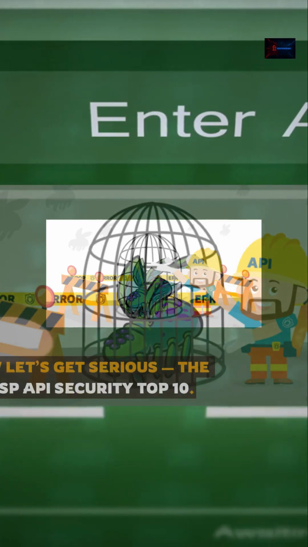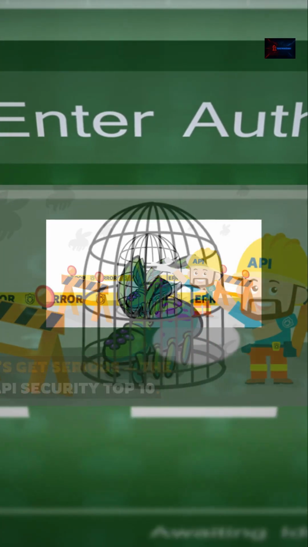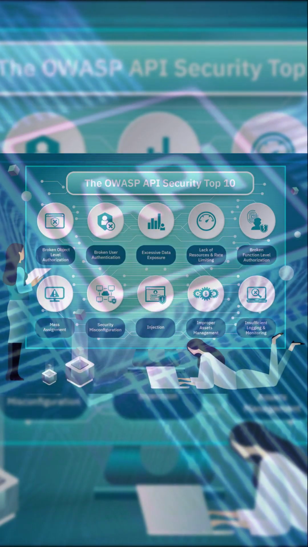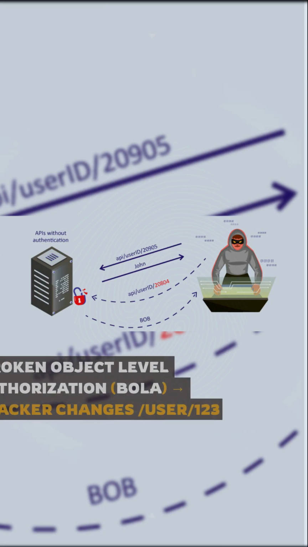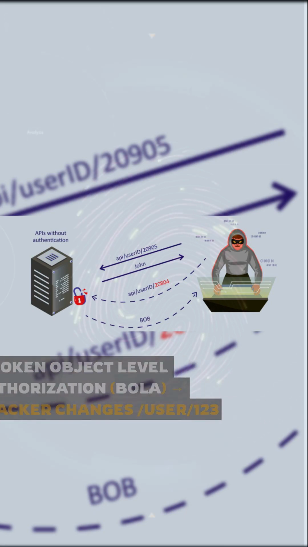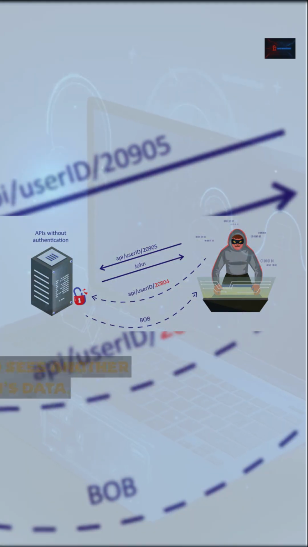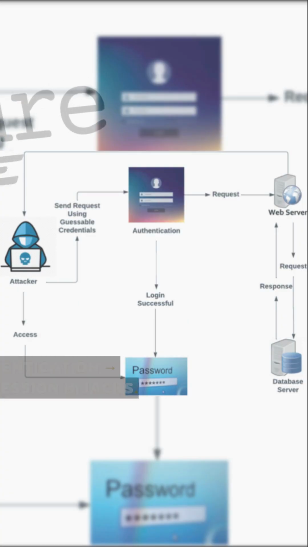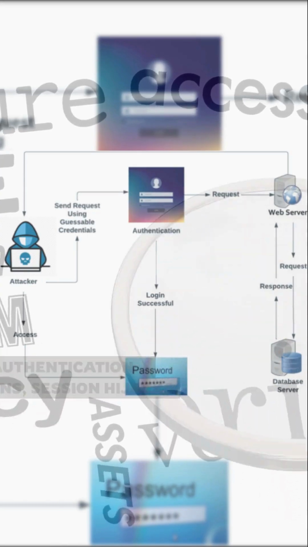Now let's get serious. The OWASP API Security Top 10. These are the most common real-world API failures. Broken object level authorization, BOLA. Attacker changes user 123 to user 124 and sees another person's data. Broken authentication, weak tokens, session hijacks.